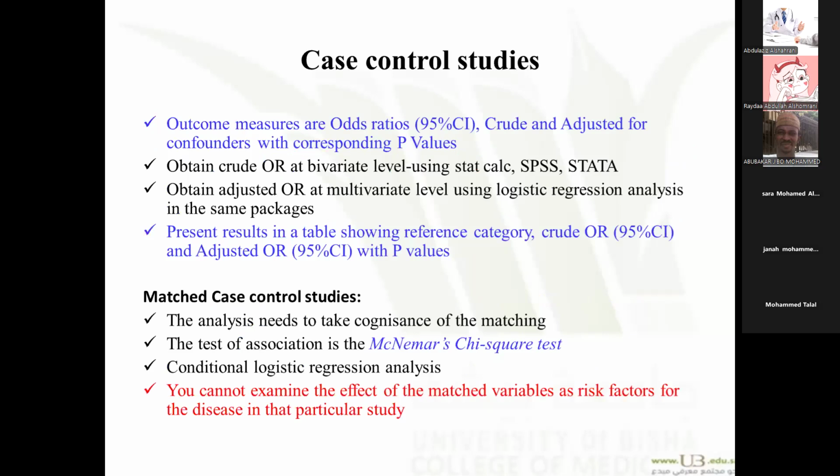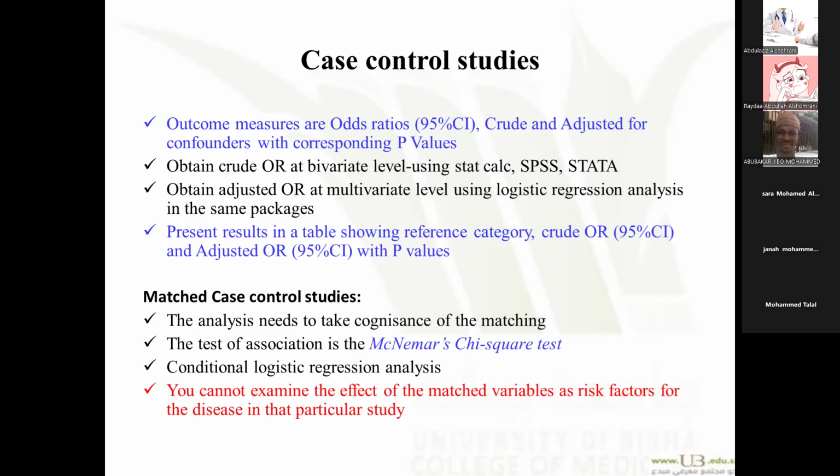Now, how about if our study is a case control study? If our study is a case control study, usually our emphasis lies on the outcome measure. And what is the outcome measure in case control studies? Outcome measures are the odds ratios. You remember? Case control studies, we use the odds ratios. Cohort studies, we use the relative risk, right? So outcome measures are odds ratios.